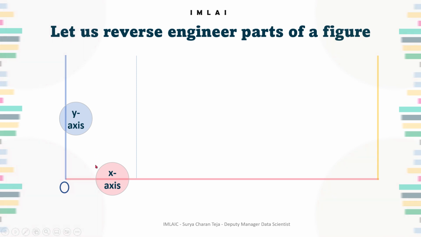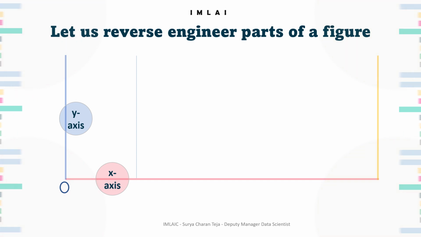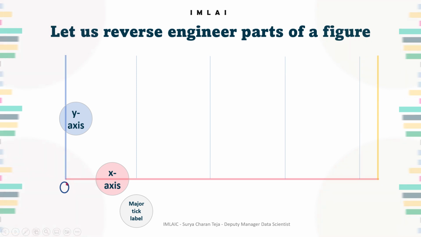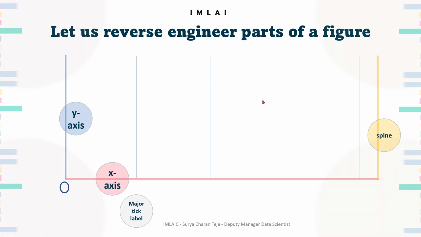Now, as I was telling, the total x-axis will be subdivided into several parts, into major parts. The major parts are designated with tick marks. Those tick marks are called major tick labels. You see that this is one x-axis. On the x-axis it has been marked with major ticks, and these are called major tick labels. And then on the right side you have a spine, as we have discussed earlier.